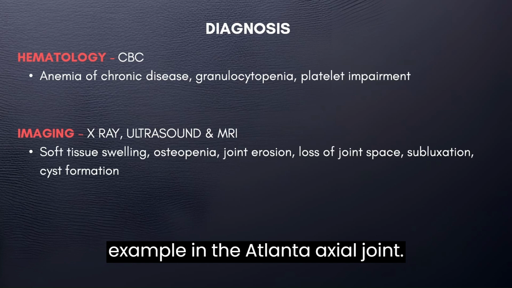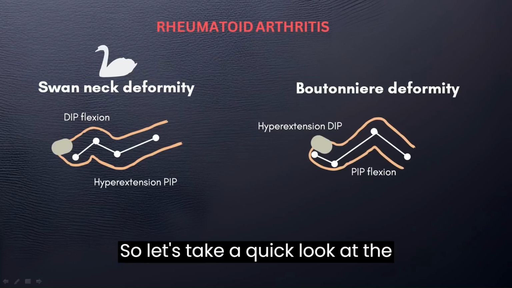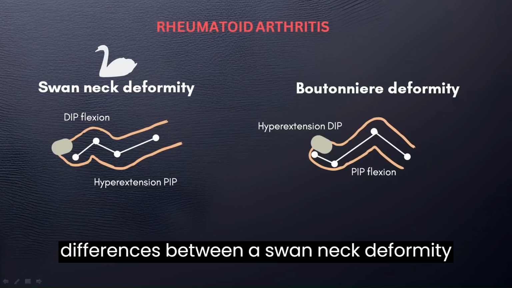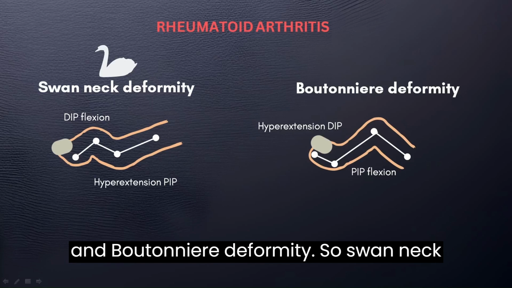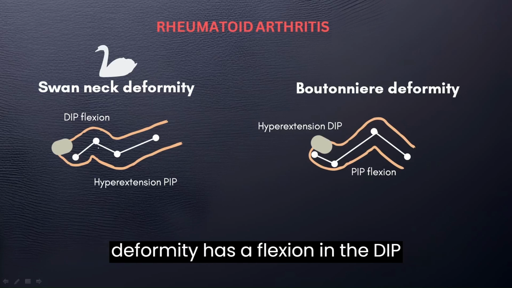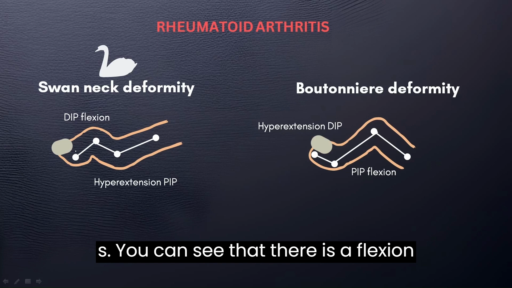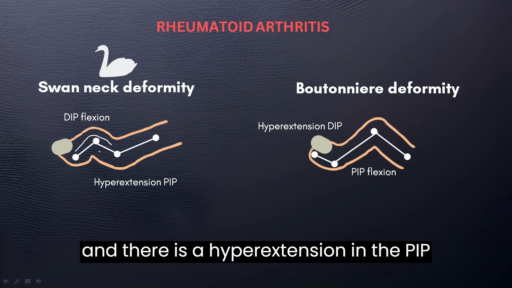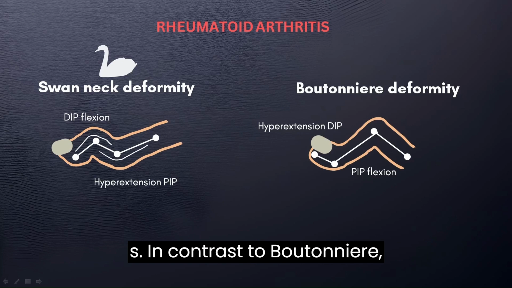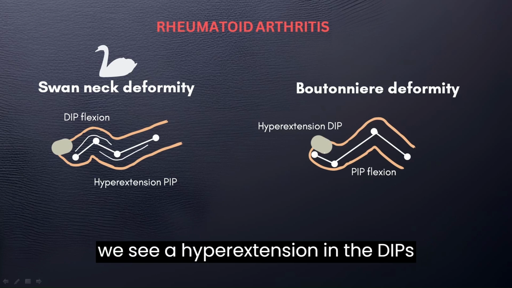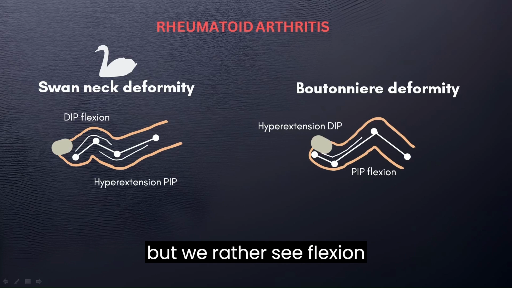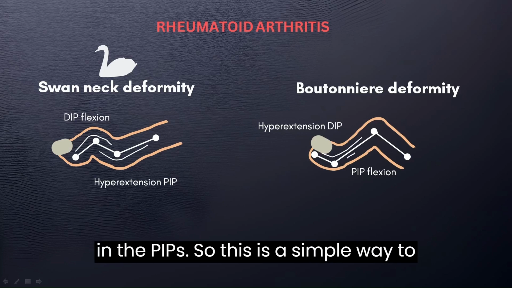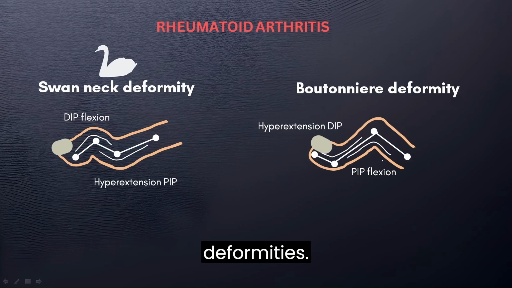So let's take a quick look at the differences between a swan neck deformity and a boutonniere deformity. Swan neck deformity has a flexion in the DIPs. You can see that there is a flexion and there is a hyperextension in the PIPs. In contrast to boutonniere, we see a hyperextension in the DIPs, but we rather see flexion in the PIP. So this is a simple way to discriminate between these two deformities.